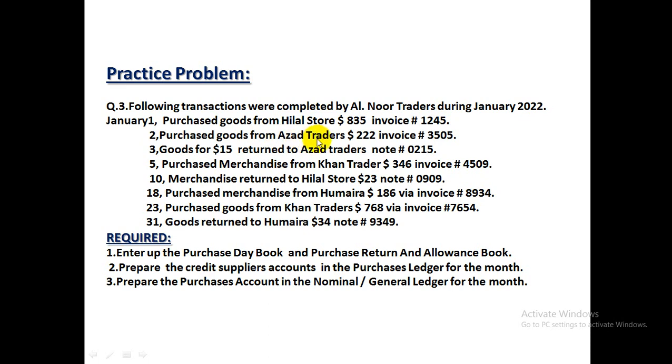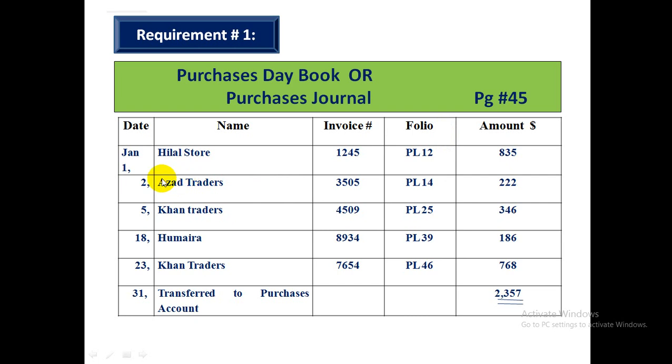We are purchasing goods from Azad traders. Amount is given, invoice number is given. Let's enter it here: 2nd January, Azad traders, invoice number, amount. Again, this PL is purchases ledger 14. We are giving him any number. Sometimes these numbers are given in the question. If they are not given, we can assume any number other than these numbers which we had already used, and this will become a reference number of his ledger. The same information will be posted to the ledger of Azad traders as well.